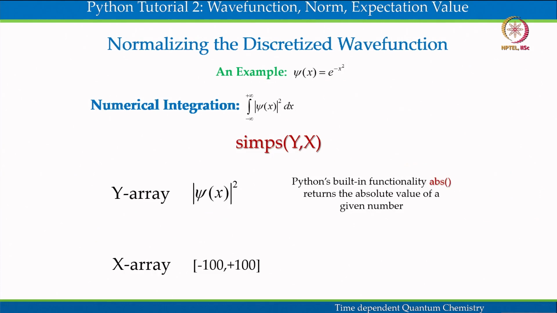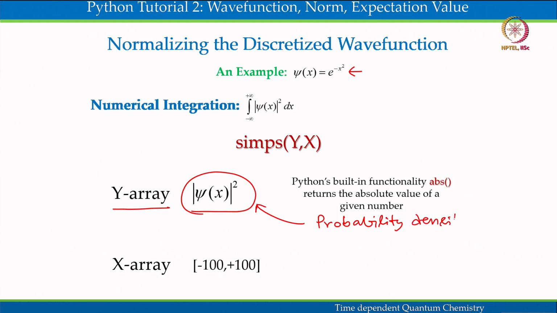What we'll do in our present problem is take the square of the absolute value of the y function. This is the y array, as I have told before. It is the square of the absolute value of the wave function. This is nothing but the probability density, the probability density function we are familiar with, which is the square of the absolute value of the wave function.